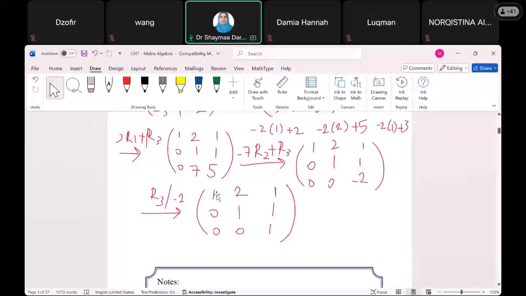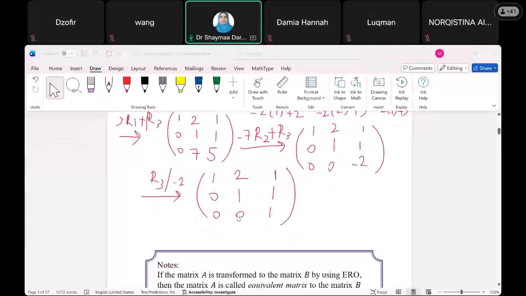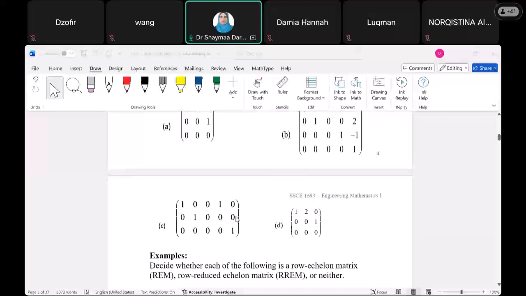Because the first non-zero number in each row is 1, and each one comes to the right from the previous one. So this is in row echelon form. Okay, this one is in row echelon form as well. The first non-zero number is 1. Each one comes to the right from the previous one.